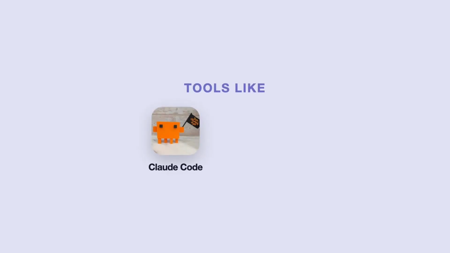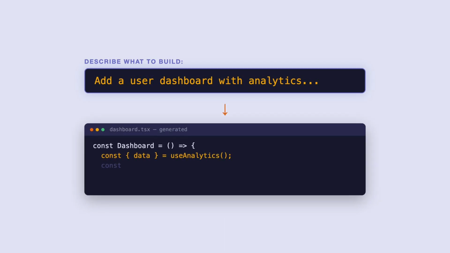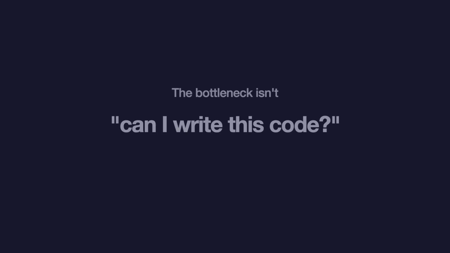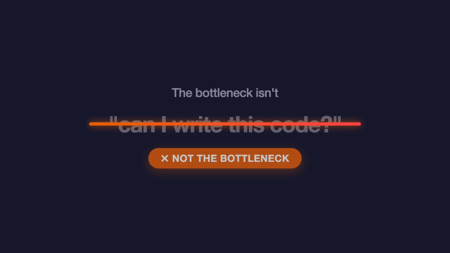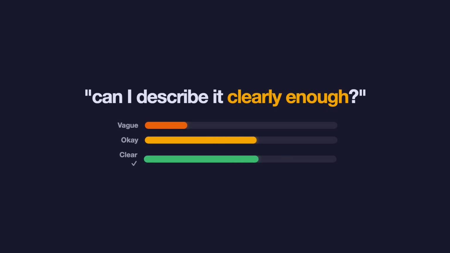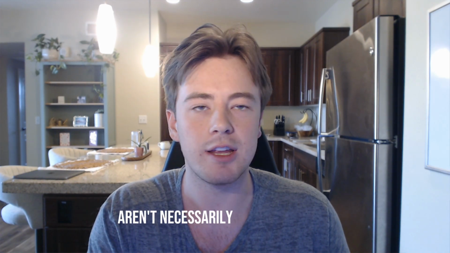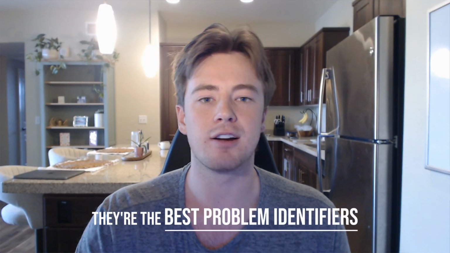AI coding agents have changed the leverage equation entirely. Tools like Claude Code and Cursor can scaffold full features from a description. The bottleneck isn't, can I write this code? It's, do I know what to build and can I describe it clearly enough? That's the shift. The people winning in SaaS right now aren't necessarily the best coders. They're the best problem identifiers.